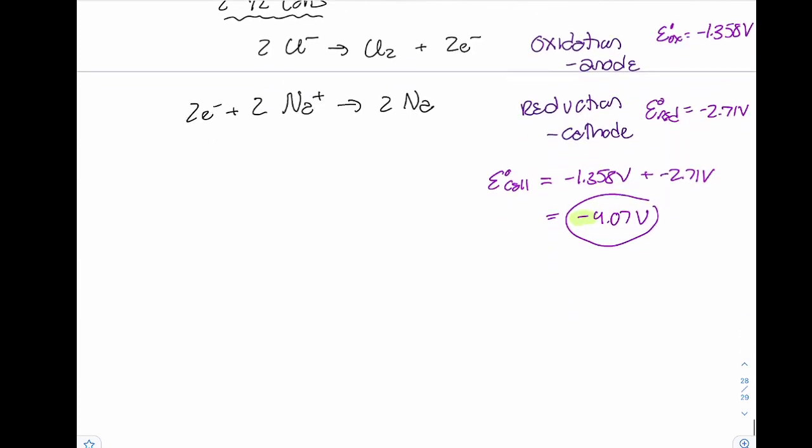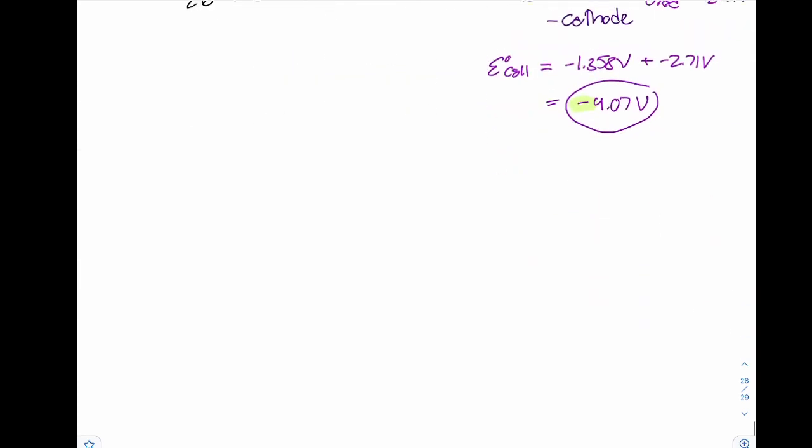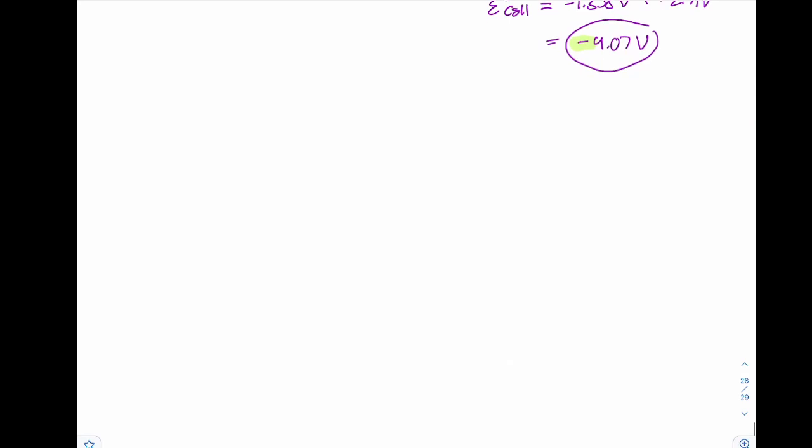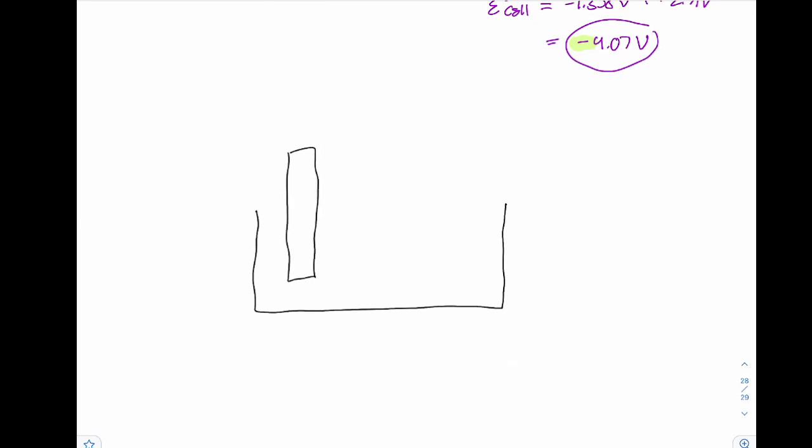So we're going to sketch a little picture of this. And because it's a non-spontaneous reaction, we're going to actually have to hook it to a power source. So when we were doing our galvanic cells, the electrons went spontaneously from the anode to the cathode. Here, we need to pull them. So we actually have to hook it to a power source. So when we sketch our picture here, I'm going to have my two electrodes.